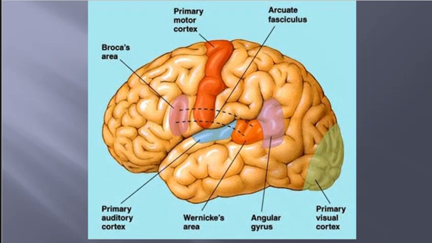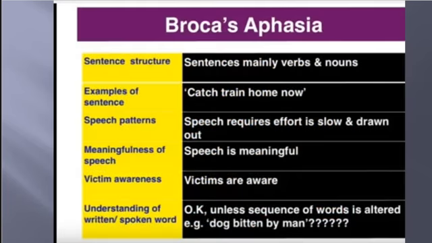So here we have our Wernicke's over here. Yeah, Wernicke's on the right, orange, over to the Broca's. So it has to communicate to the Broca's area right there to do this. So we can have two types. Broca's aphasia will cause sentence structure to compose of verbs and nouns only. Catch, train, home, now. Speech patterns, it requires effort. It's slow, drawn out, but it means that you can understand what the person is saying.